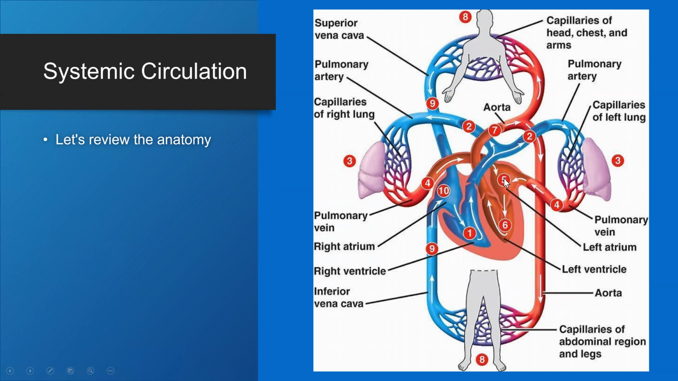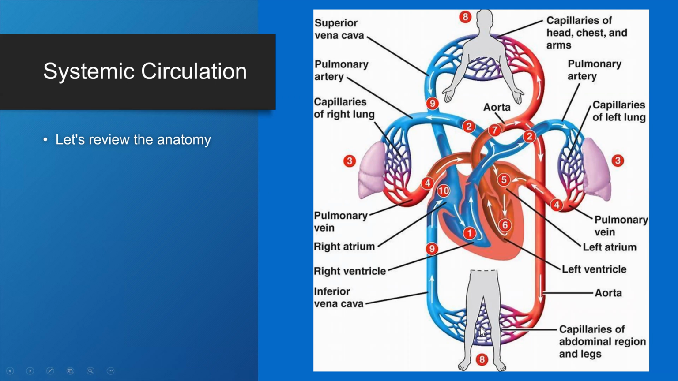And you can also see systemic circulation. So it starts with number 6, so 5 to 6: left atrium, left ventricle, and then aorta. And aorta will branch into smaller arteries that will deliver oxygenated blood to the upper part of your body and lower part of your body. Then arteries become arterioles and capillary beds.